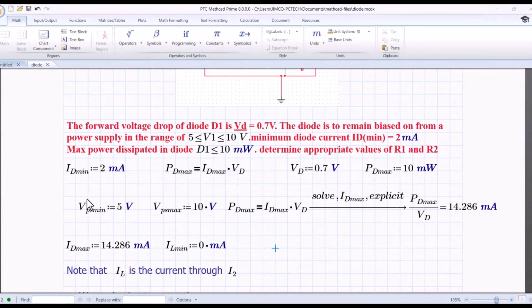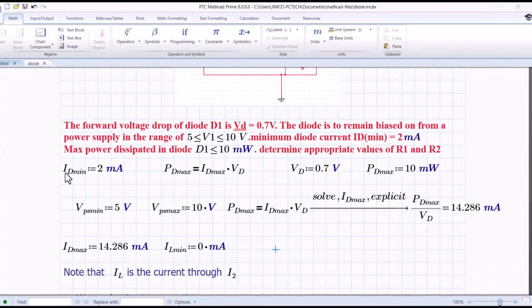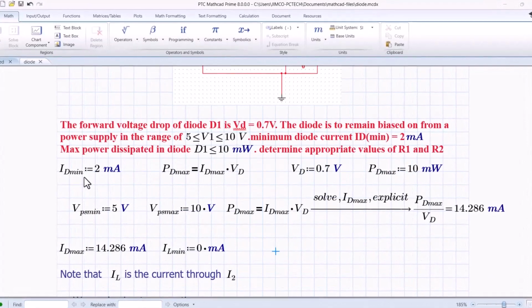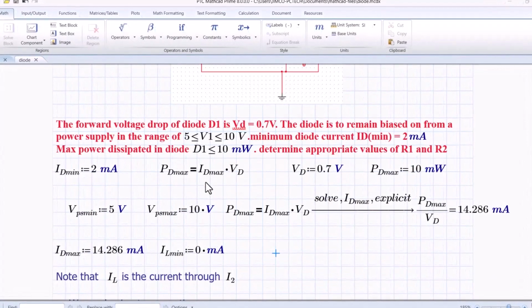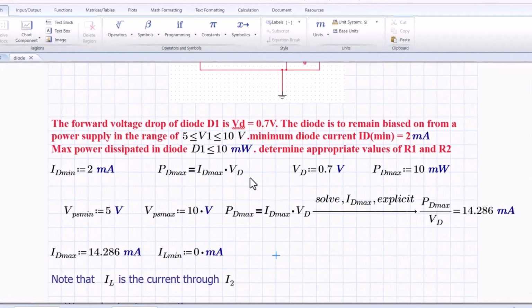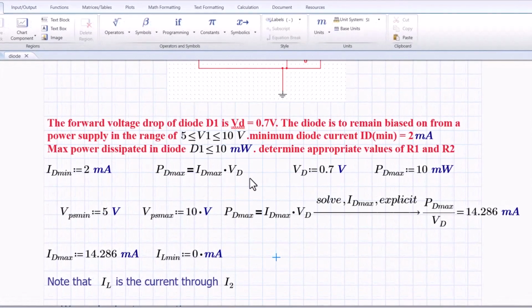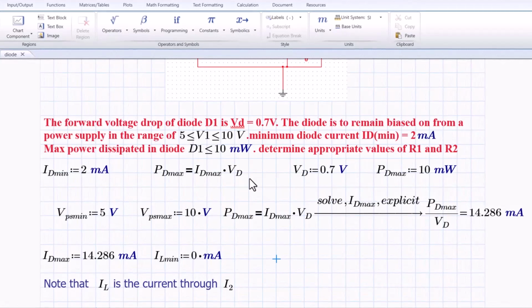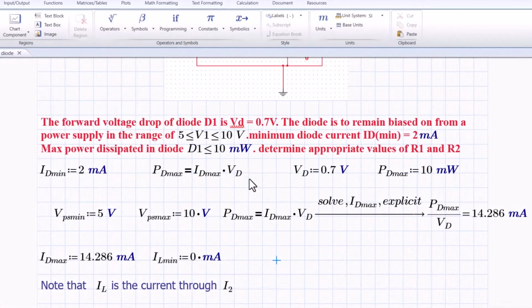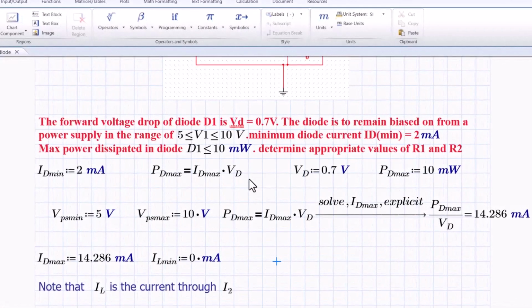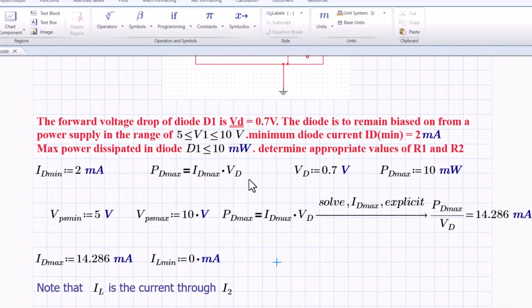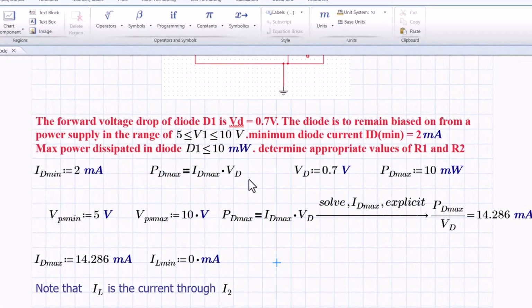I also put all the parameters that are needed. One, this for the diode: minimum current is 2 milliamps. And this is the formula for the power distribution of the diode, which is given by the maximum current of the diode times the voltage drop. Then the voltage drop is 0.7. The maximum power according to the question is 10 milliwatts.